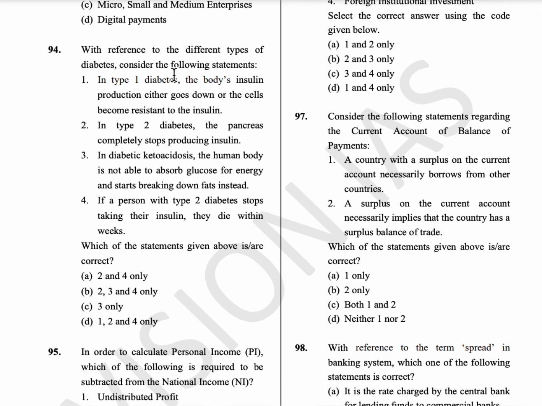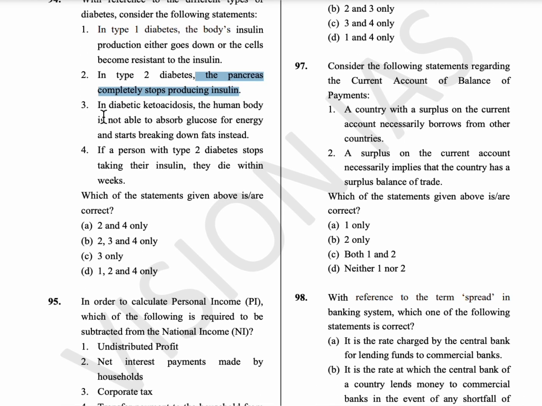94th question. With reference to the different types of diabetes, consider the following statements. In type 1 diabetes, the body's insulin production either goes down or cells become resistant to the insulin. So it is type 2 diabetes, not type 1. First statement is wrong. Second is, in type 2 diabetes, the pancreas completely stops producing the insulin. So it is not type 2. In type 1, the pancreas completely stops producing insulin. Second is also wrong.